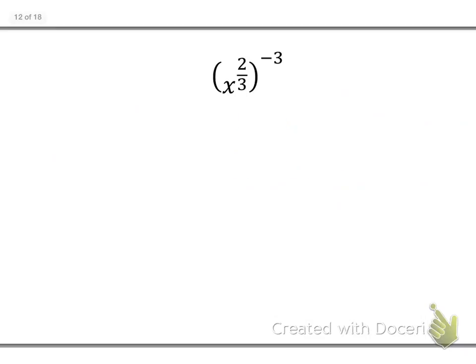Okay, this one, we need to do power to a power. Power to a power, we multiply, so 2/3 times negative 3 gets me negative 2. I can't have any negative exponents, so I need to drop it. I cannot change this back to any radical form because it's not a fraction, so I'm going to leave my answer like this.